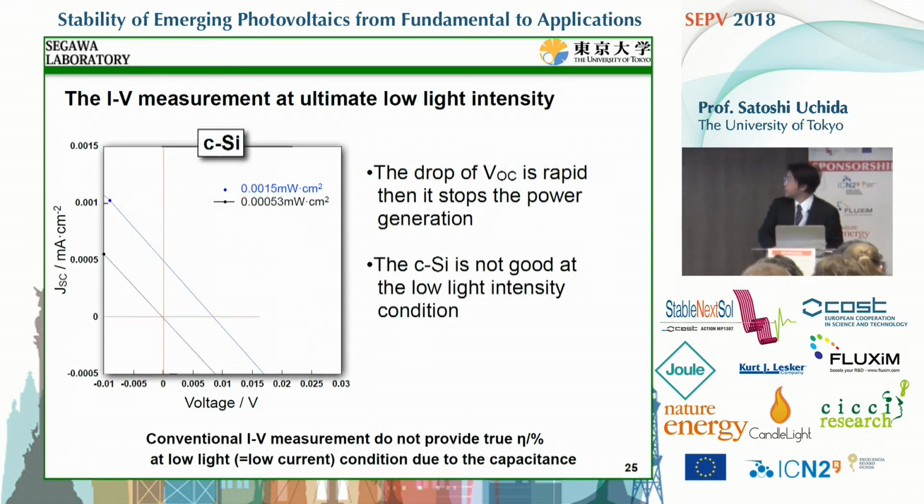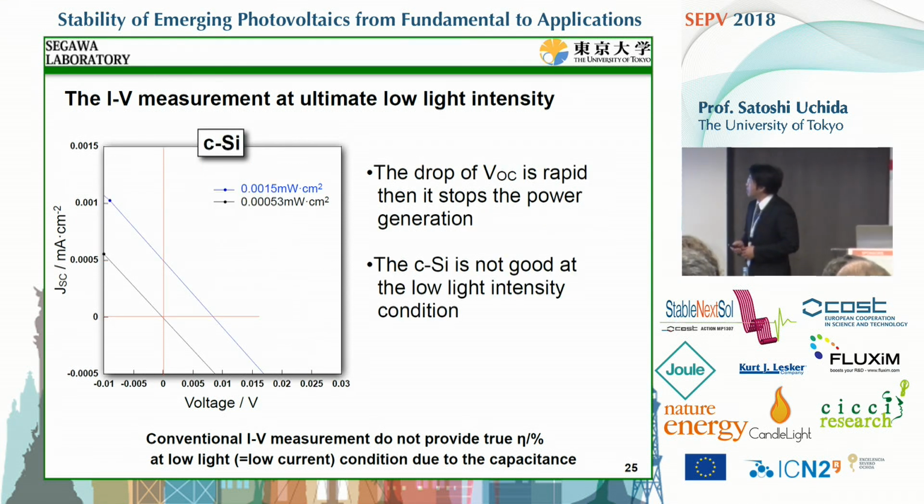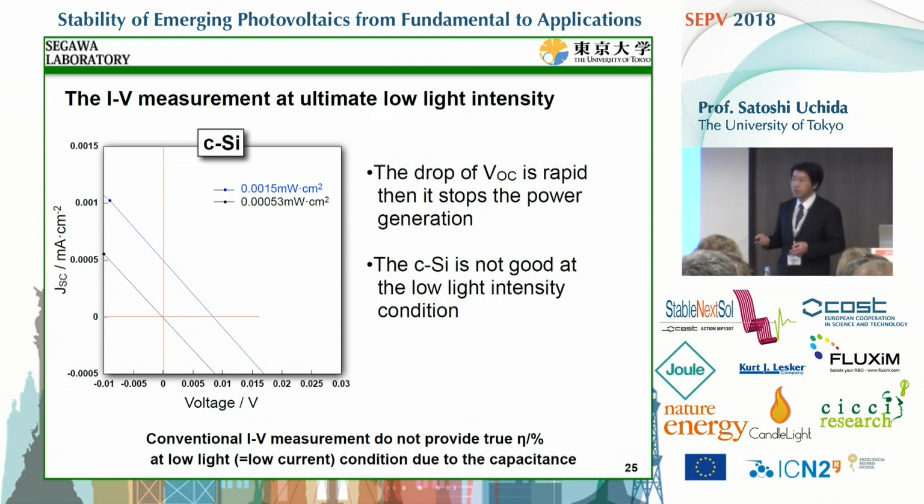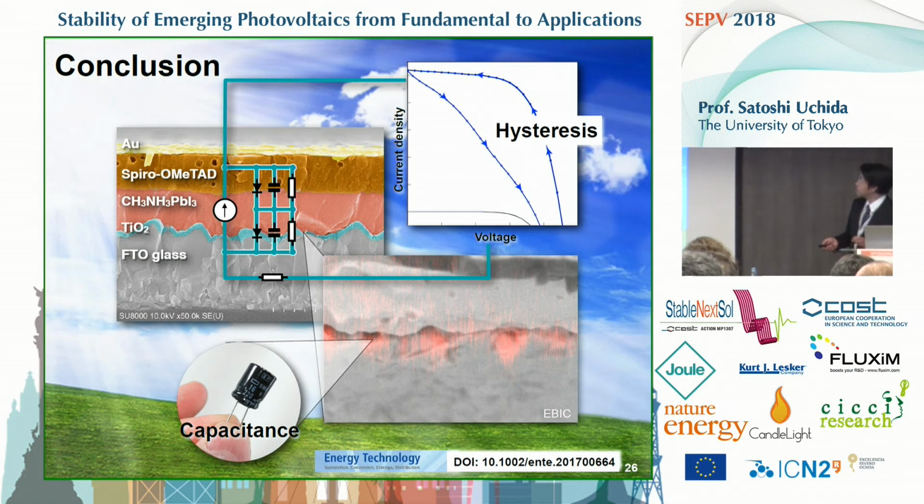Also, in the case of silicon, in our case we couldn't observe the cell performance at lower intensity because the voltage drop is much faster than for organic photovoltaics. That means crystal silicon has a limitation for such low light intensity conditions. They stop the power generation. So, conclusion, I think no need to explain too much: hysteresis comes from the capacitance, and finally that affects the cell performance evaluations.